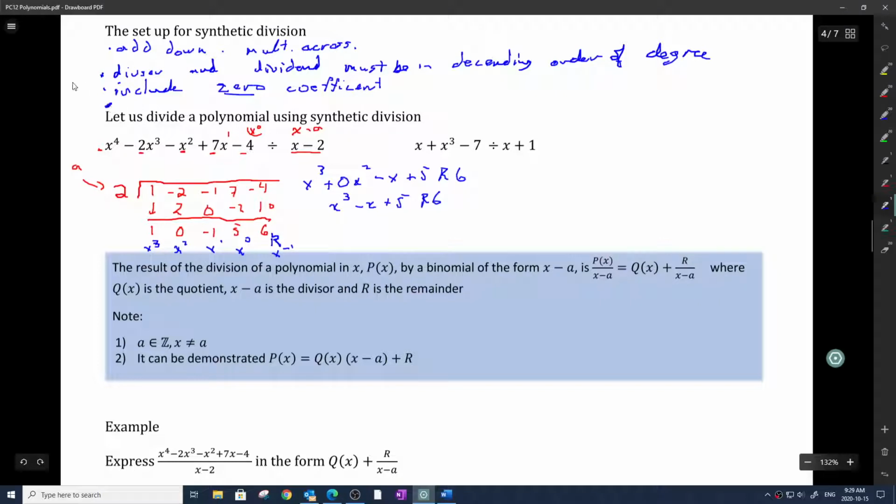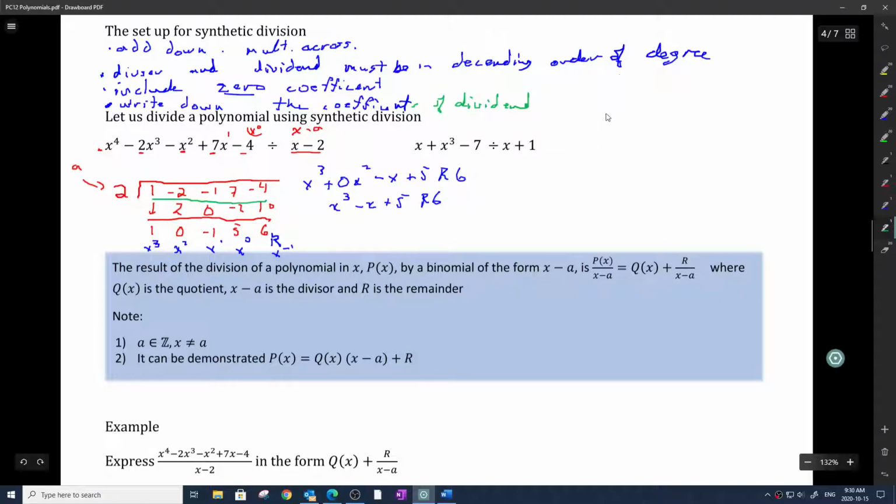The next thing I'm going to do is we're going to simply write down the coefficients. Now, where are we going to write down those coefficients? Right there, coefficients of dividend. So we don't even worry about the variables, we just worry about the coefficients.